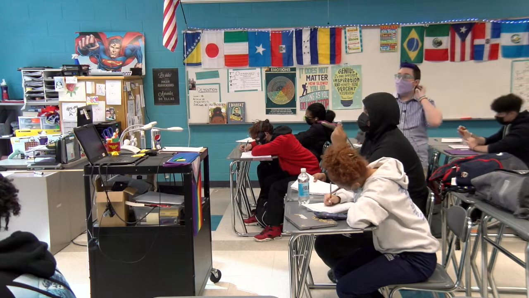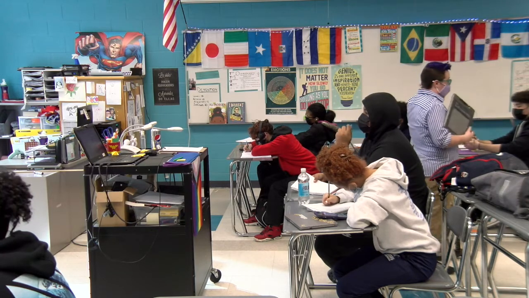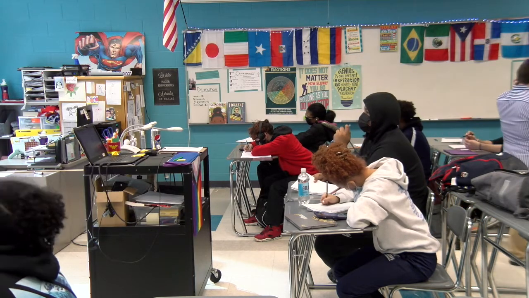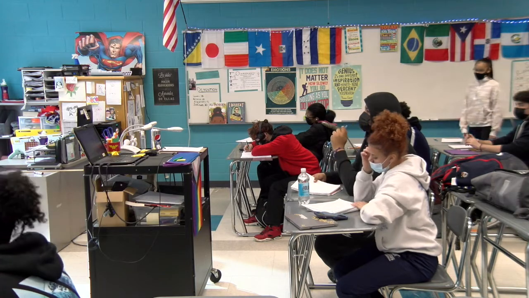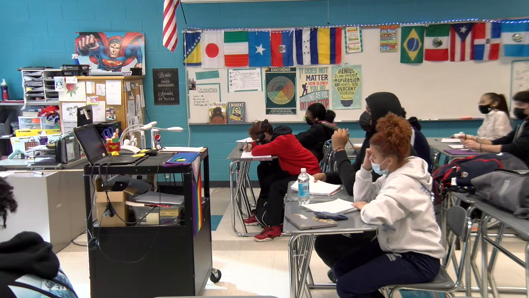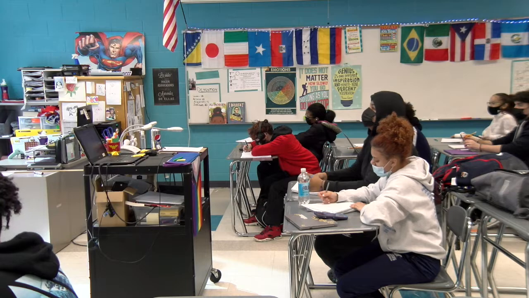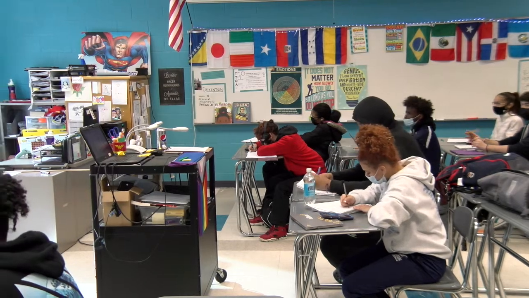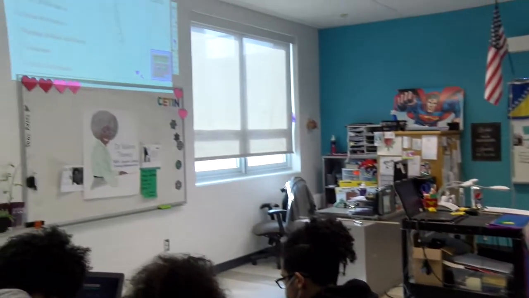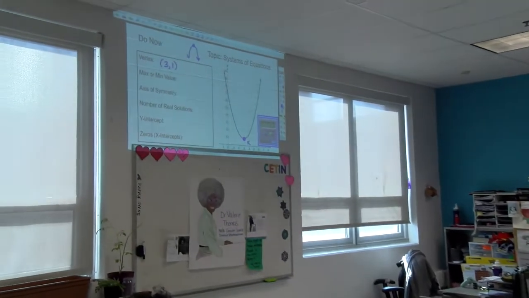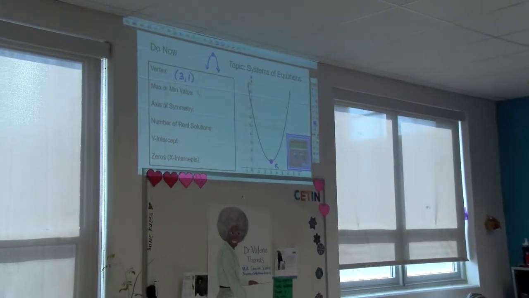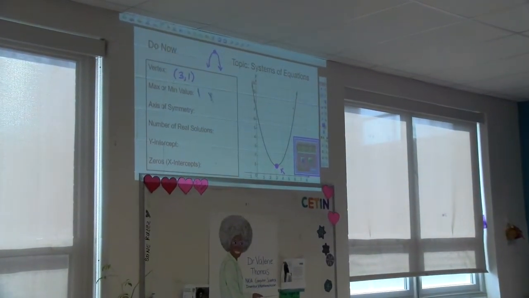Beautiful. All right, the minimum or the maximum value. So does this have a minimum or a maximum? It has a minimum. If it had a maximum, it would look like this, and the maximum would be up there. This is a minimum. All right, what's the minimum value? 1. Yep, and then I could either just say 1, or I could say y equals 1. That's my minimum. Either way is fine.